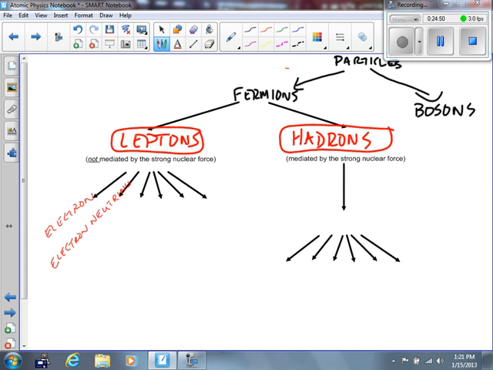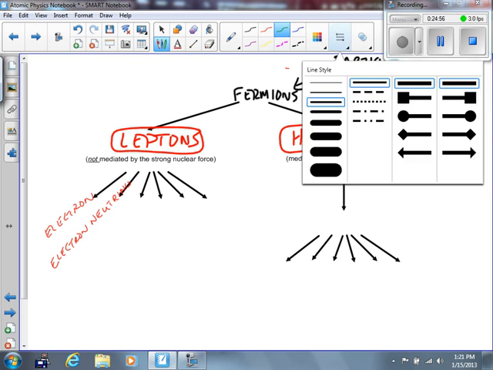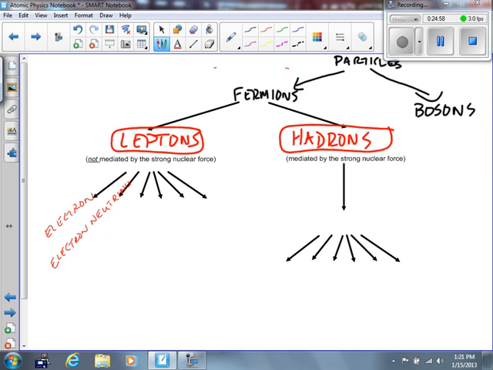Now, the other types of leptons that we don't need to know about are the tau neutrino, the muon, and then we've got the muon neutrino.